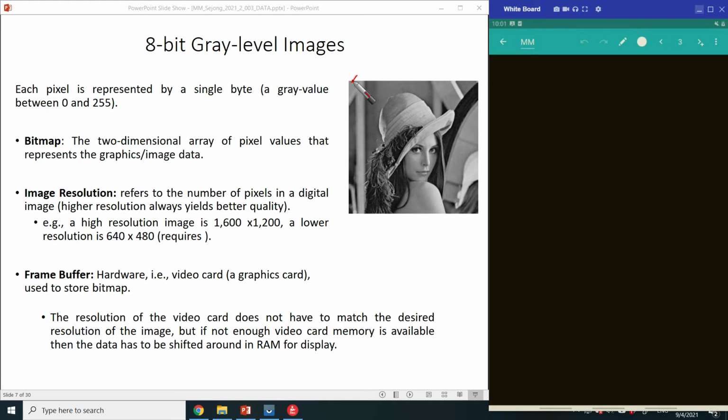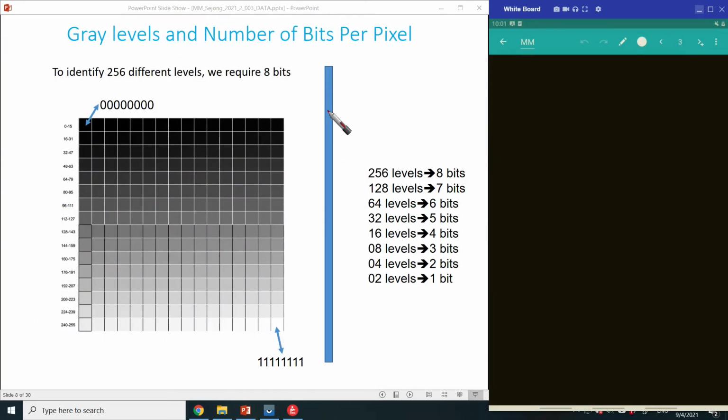For example, let's go to the next slide. You see this one. How many gray levels are possible? Well, it depends on a person or a system design. But for the time being, let's consider 256 different gray levels. Now 256 different levels mean what? This is the perfect black, and this is the perfect white.